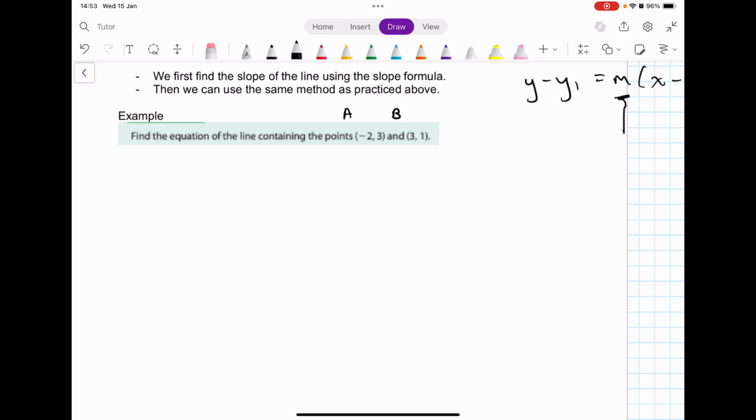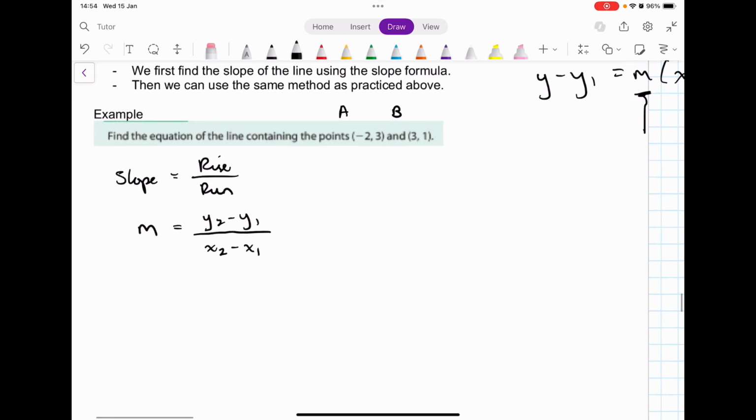So first we can determine the slope. What is slope? Slope is rise over run. And the rise is just the change in y values, so y2 minus y1. Slope is represented by little m. And the run is the change in x values, x2 minus x1. And then we can simply substitute these values in.